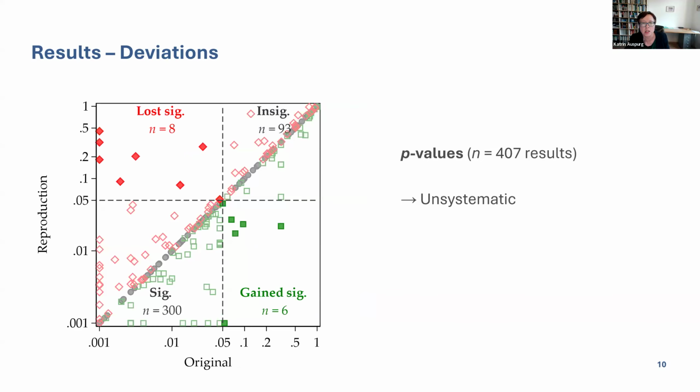And finally, this is a distribution of the p-values. And we see a lot of variation between the original and the reproduced p-values. So not all observations lie here on the diagonal. But when judged by a binary significance criterion, most of these variations are inconsequential. Among the findings where we observe some switches in statistical significance, slightly more findings lose significance in our reproduction than gain significance. But overall, these cases are also rare.